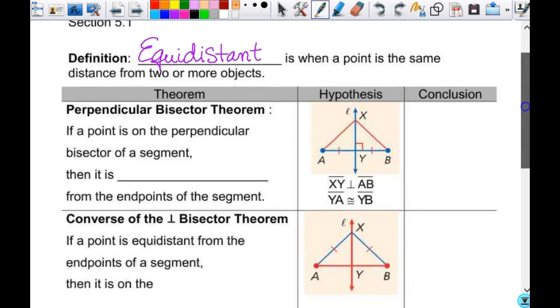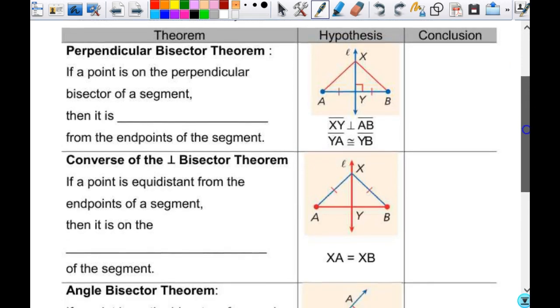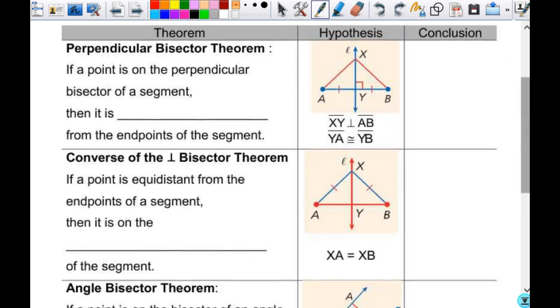This first one is the perpendicular bisector theorem. So there's two things here. We've talked about bisectors, we've talked about perpendicular, and we're putting them together. We've actually already written the equations of those a little bit. But if a point is on the perpendicular bisector of a segment, so if you look at this picture, here's my line segment AB, then this line XY is perpendicular to the segment and it cuts it into two congruent pieces, therefore it is the perpendicular bisector.